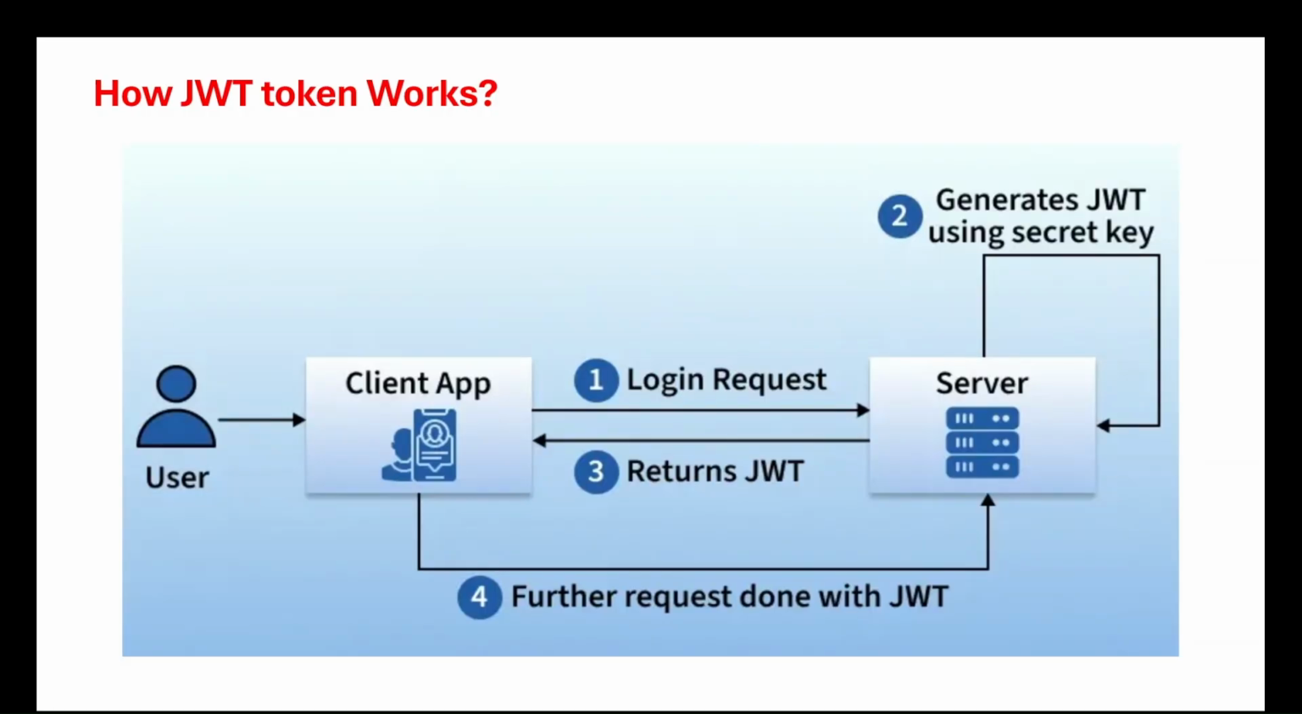Now let us understand the sign-in workflow. First, the user enters login credentials in the front end. Front end sends a request to the backend through the authentication API. Backend validates the username and password. If credentials are valid, a JWT token is generated. Token is returned to the front end. Front end stores the token securely and uses it for future API requests. This process enables secure access to the protected resources.